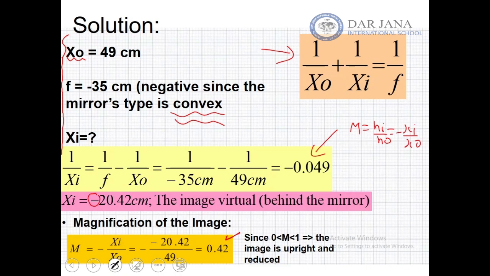Once we know the magnification in this case is positive, of course the type of the image is a virtual image. The image will be upright, and in this case the image is reduced. Why reduced? The image is reduced since the magnification is less than 1. 0.42 is smaller than 1, so the image in this case will be reduced. So far so good.